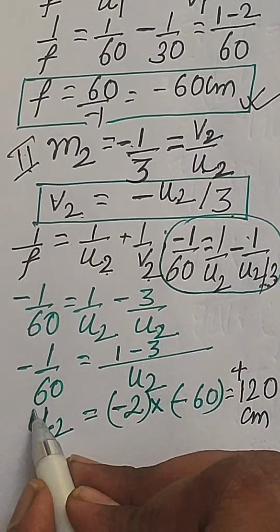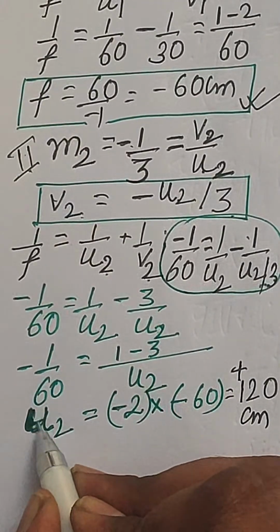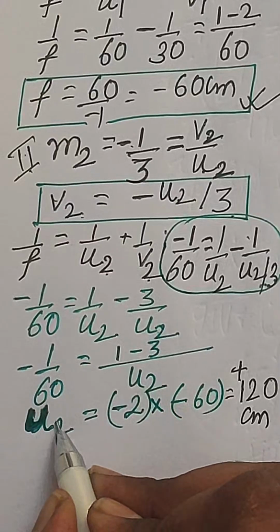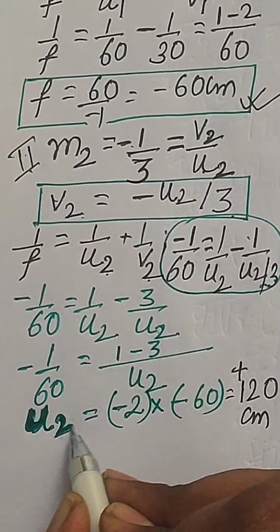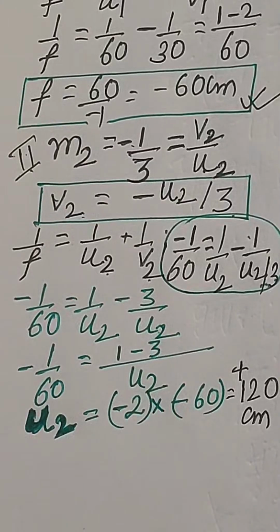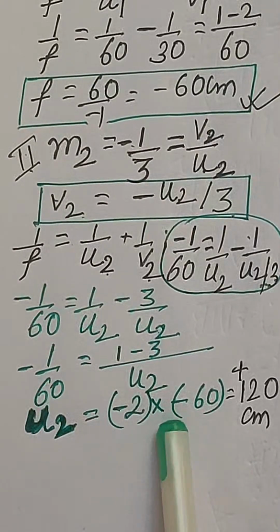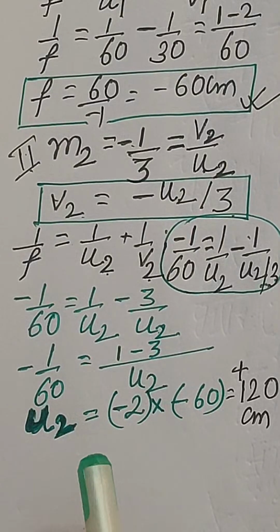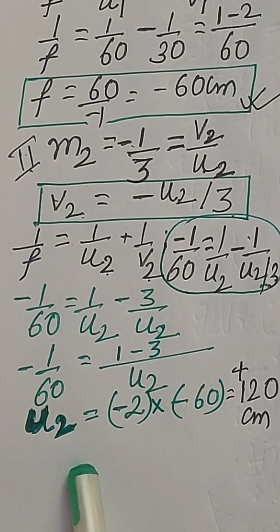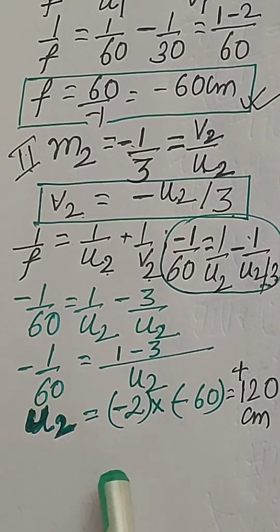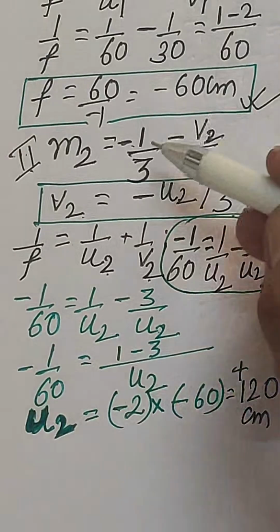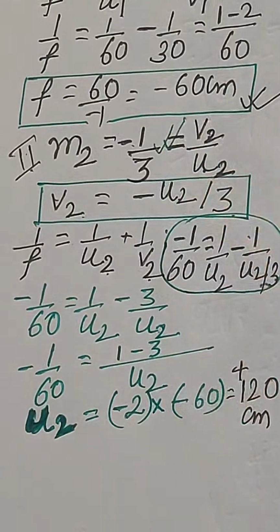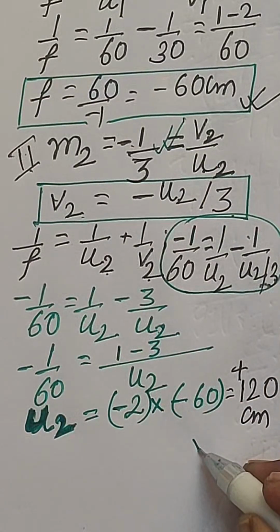It is the value of u2, not image but object. So this is the object distance where it should be placed in front of the convex mirror, so that the size of the image becomes 1/3 of the object. And this is the answer, students.